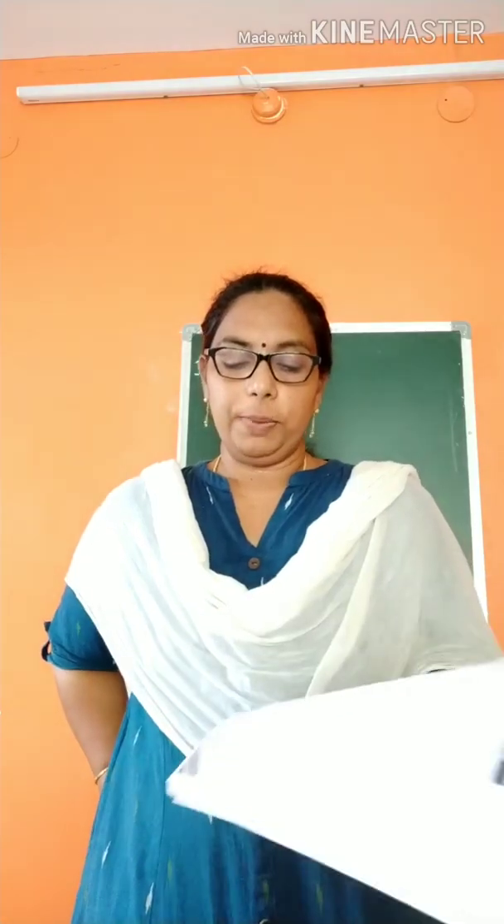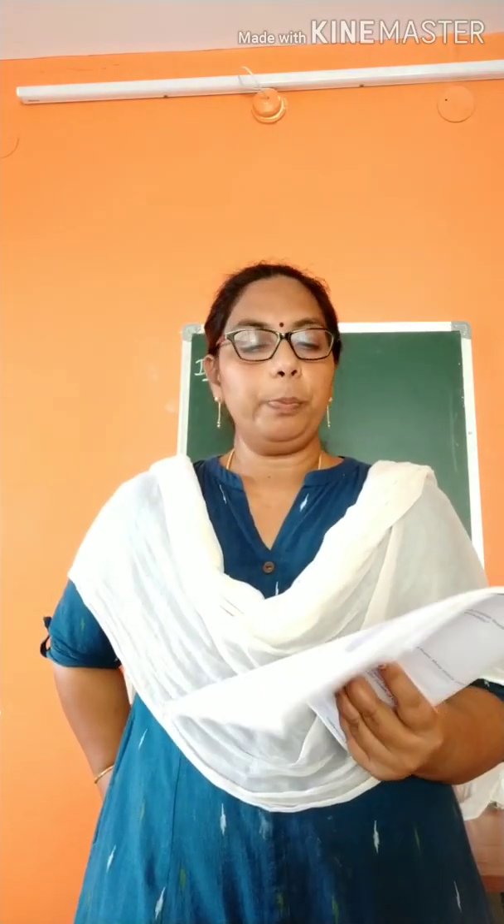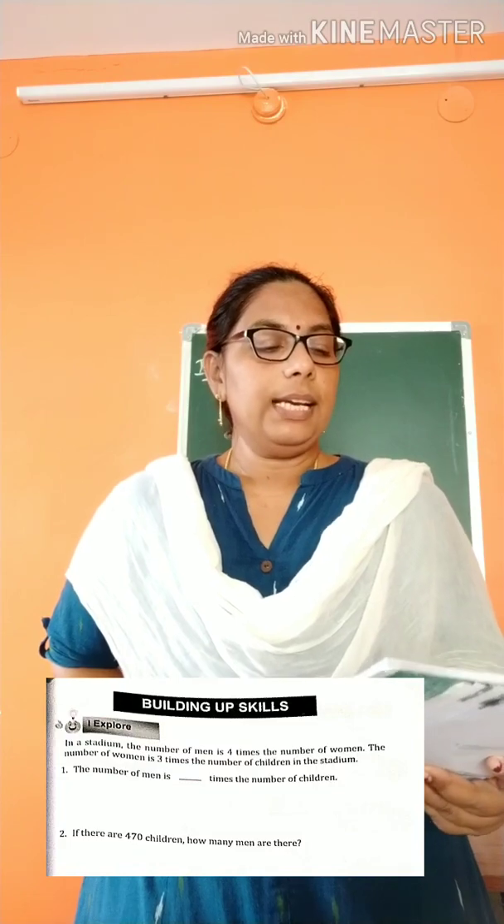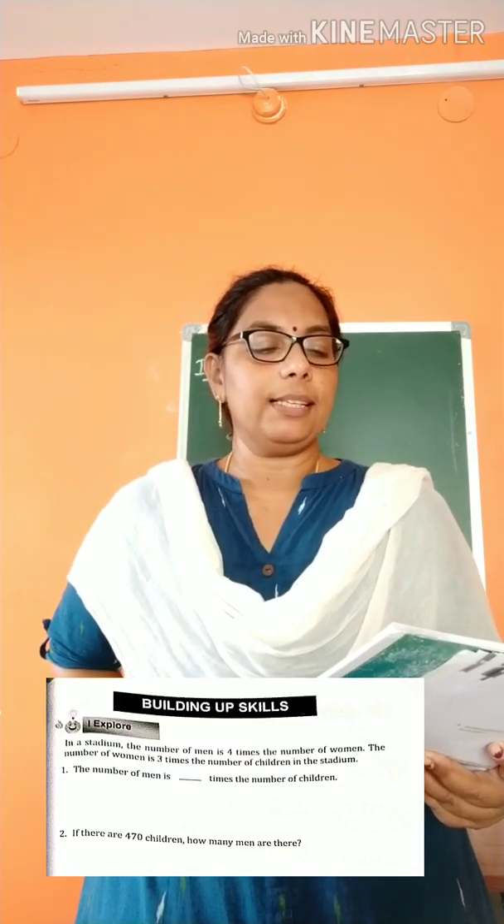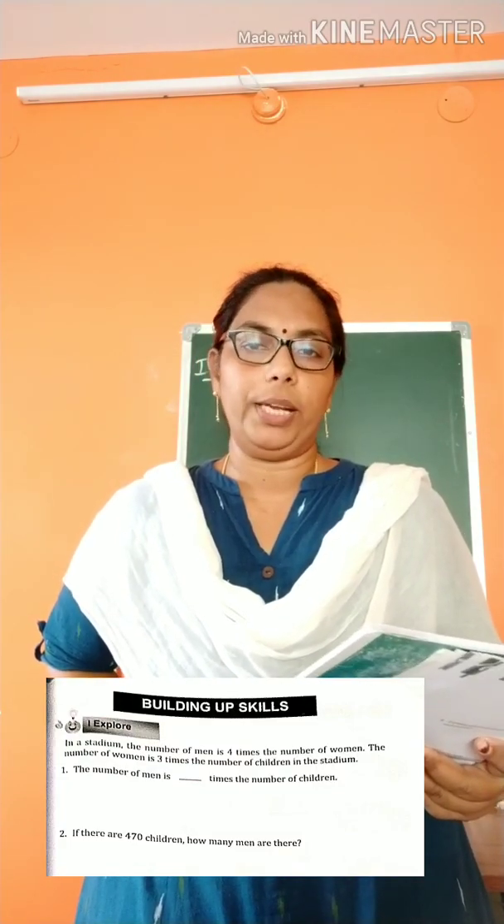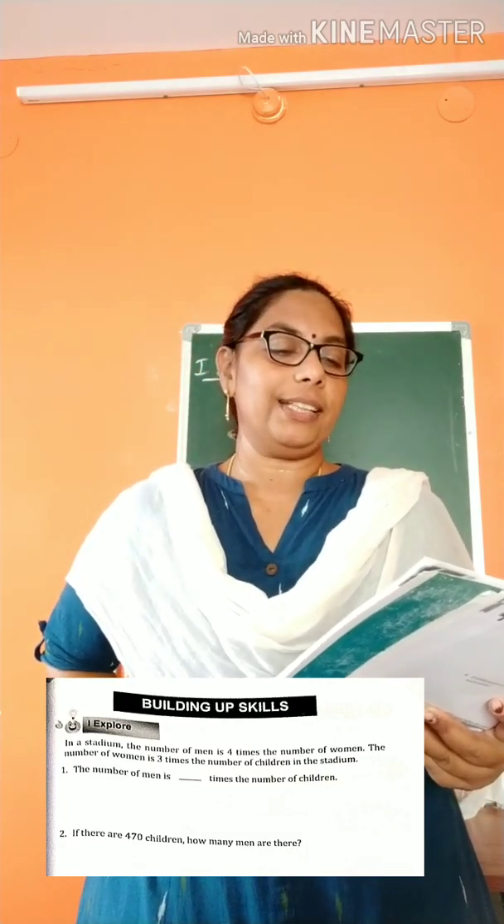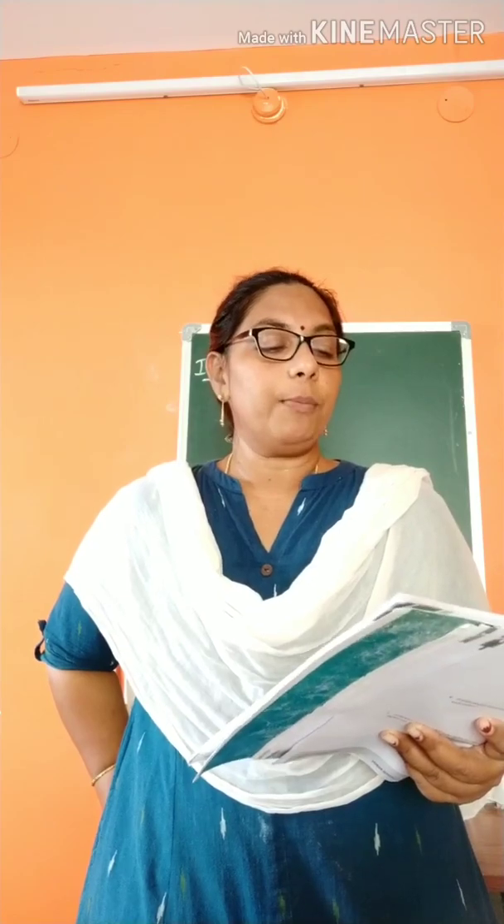Now coming to the next page, page number 35. You have Building Up Skills, right? In that, I Explore is there. Check it. In a stadium, the number of men is 4 times the number of women. The number of women is 3 times the number of children in the stadium. The number of men is dash times the number of children.